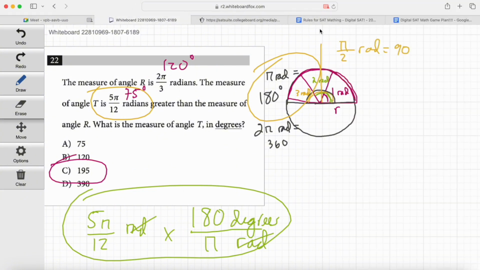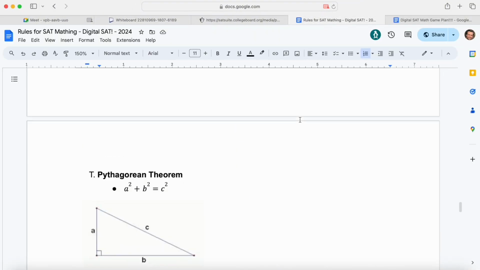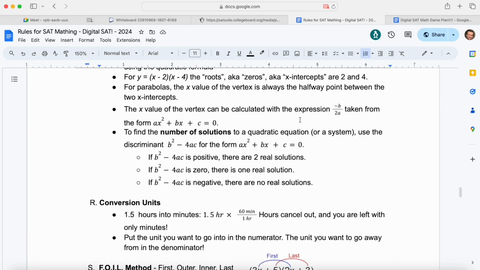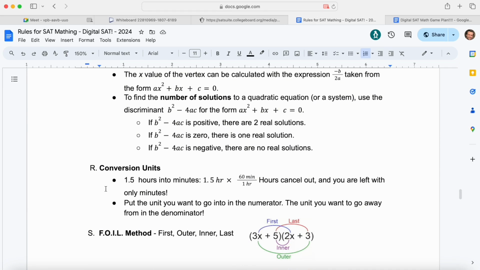I've got a section here on the rules. I just want to show you where it is real quick. I want to reference it. Here's unit conversions, by the way. You see that there. That's converting hours and minutes. It's the same operation, right? Put the unit you want to go into in the numerator, put the unit you want to go away from in the denominator. As long as the value of the minutes equals the value of hours, you're fine.